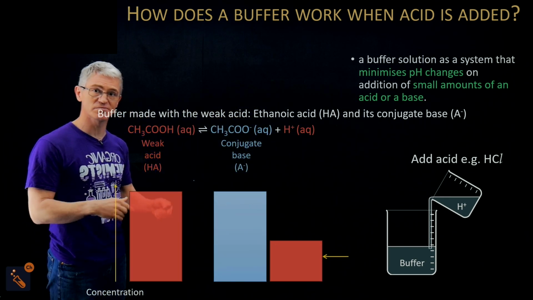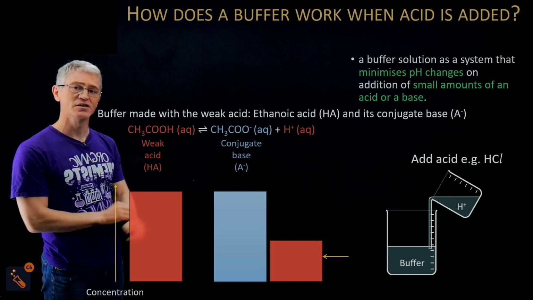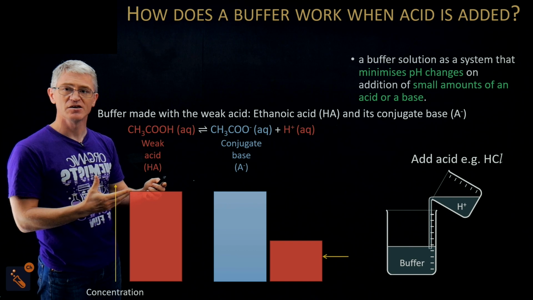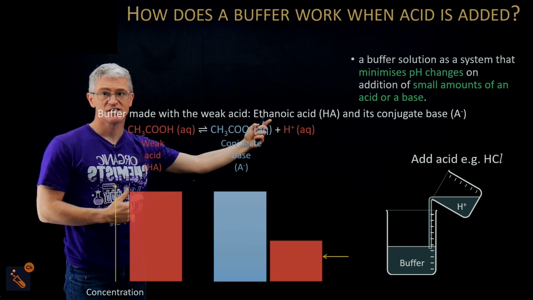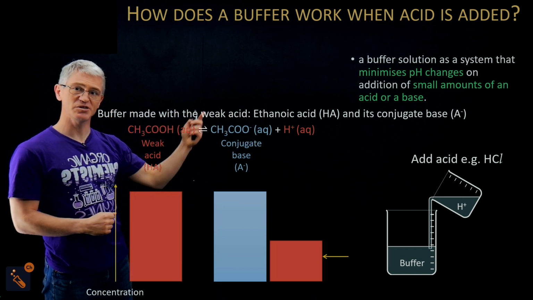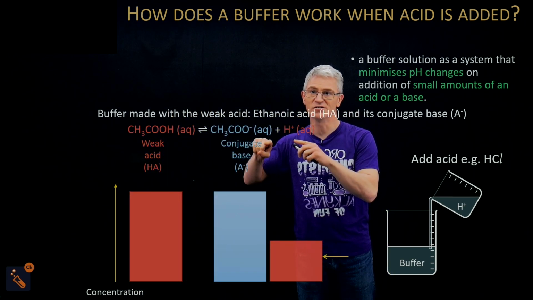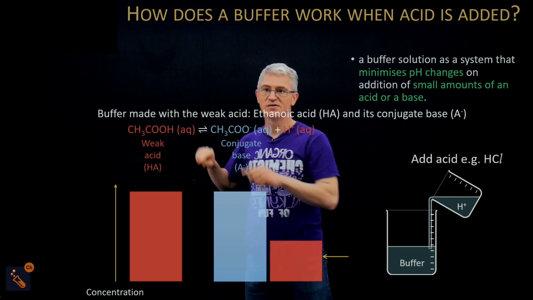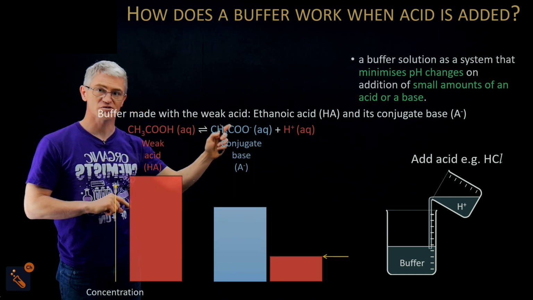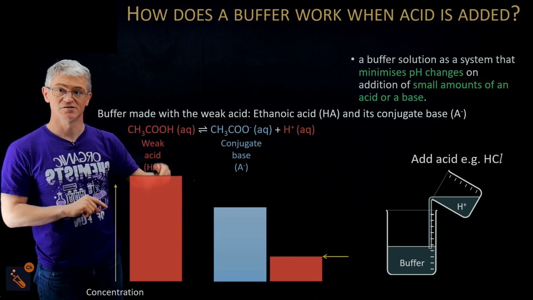So what does the system do to minimize that pH change? It's all about Le Chatelier's principle. If the H+ has come up, you've got an increased concentration of H+, so Le Chatelier's principle says it will try to minimize that change and put the equilibrium to the left. To do that, we need a reaction, and the reaction is H+ plus CH3COO- to make the acid. So if I do that, I remove the H+ ions, but I also remove some of my conjugate base.